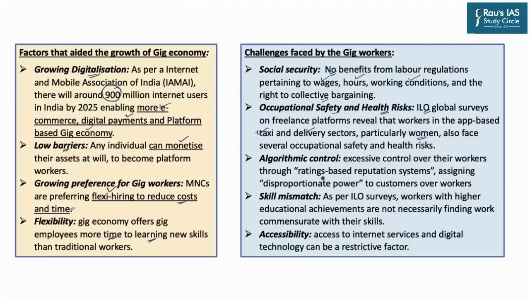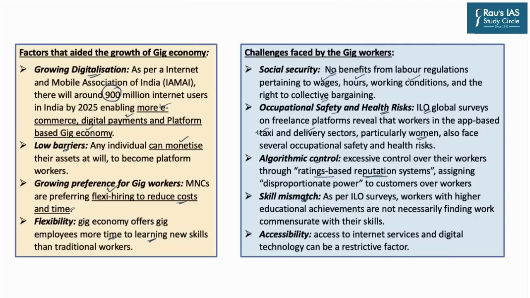When we talk about algorithmic control, there is the rating based reputation system, where every worker should be provided 5 star, 4 star. The cab driver is rated by the customer, and sometimes on their personal grudge, a poor rating might deteriorate the career of a cab driver or even the food delivery person.